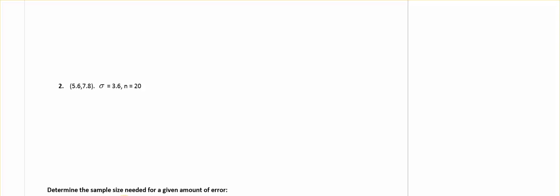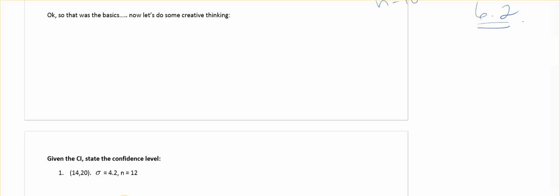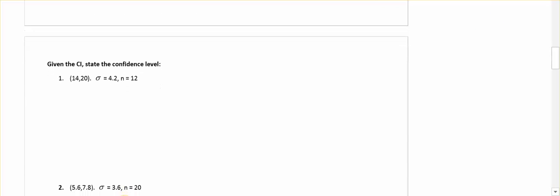Try again. This is page 3 of 6.1's notes. Maybe. Trying to. There we go.